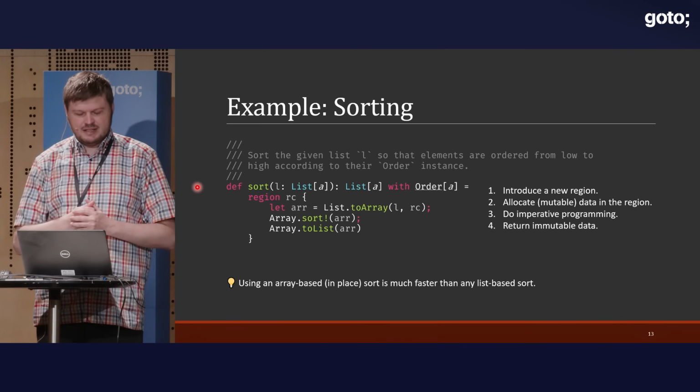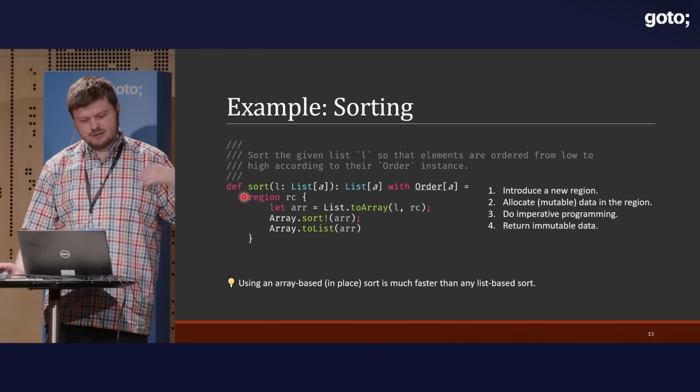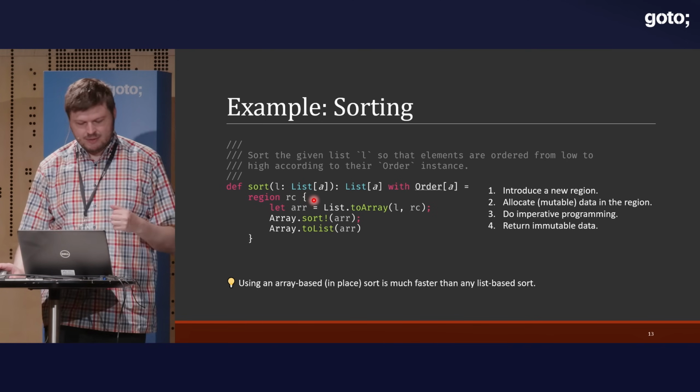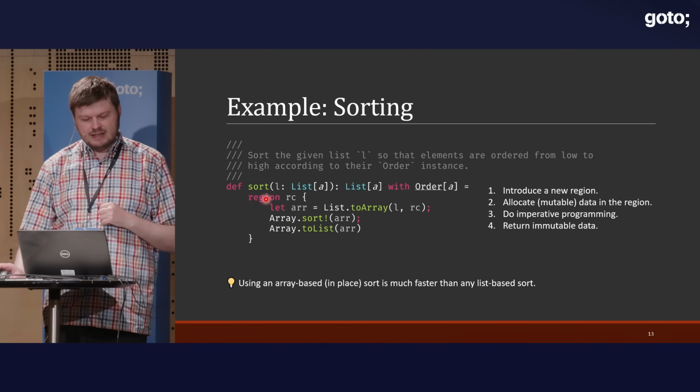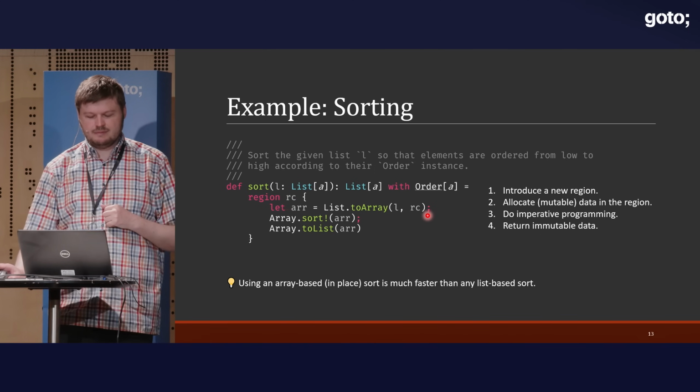But luckily, we can actually express this idea. So there's this new construct called region, and it says, okay, I'm introducing a region here. So that is permission to do some imperative programming inside this block. And I get a region capability here. And I use that to say, okay, take this list.